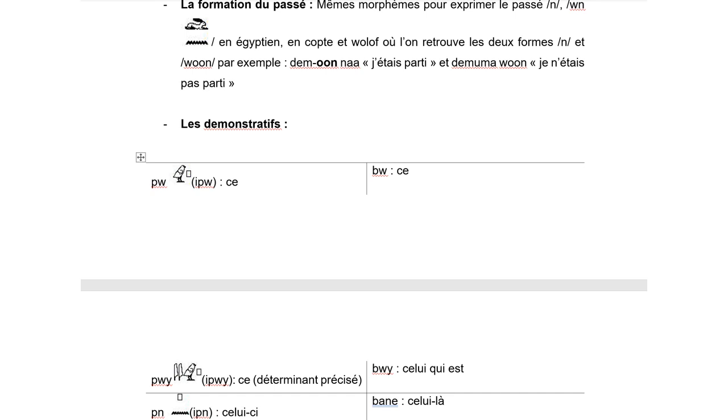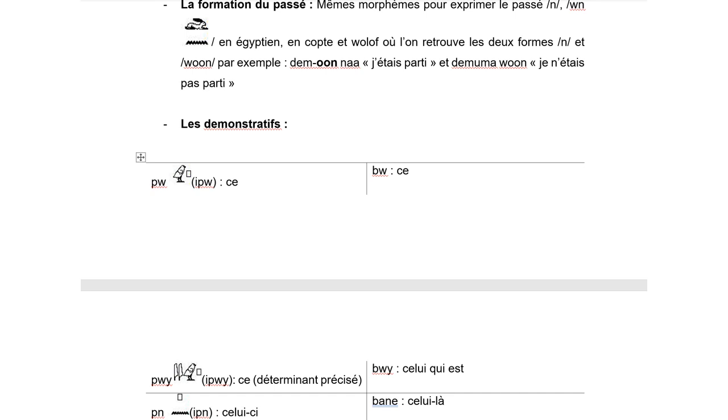Here the formation of the past tense is the same way to express this past tense in Wolof, by adding the morpheme n to the verb. In Egyptian, you will have kaf plus this morpheme n, which expresses the past. In Wolof, you have also the same thing. In Egyptian, actually, you have two ways of expressing this past, by adding the morpheme n or by adding this also morpheme wn, and you have also the very same form in Wolof.